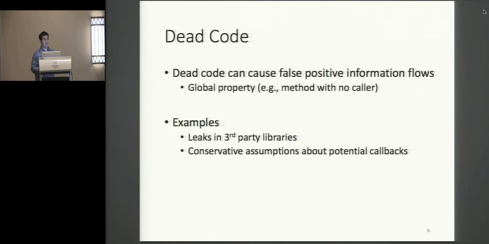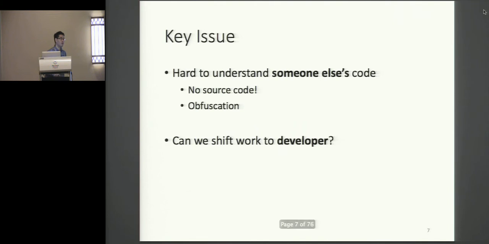In that case we would have some dead code and we might find false positive information flows. And when looking at this, trying to discharge these false positives, it's very hard because the auditor has to basically understand someone else's code. So information flows aren't local properties. They're a global property of the application.